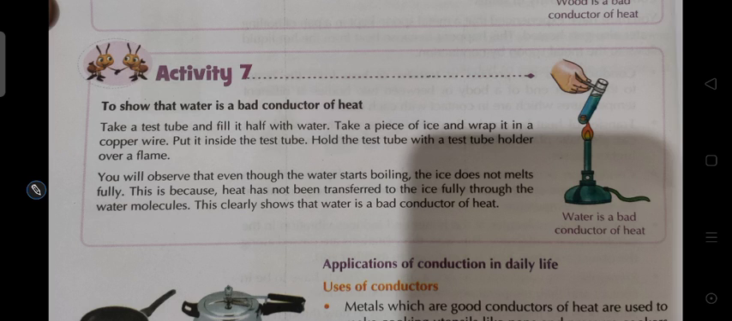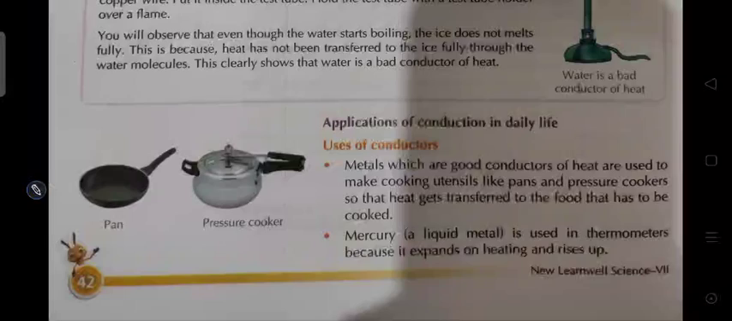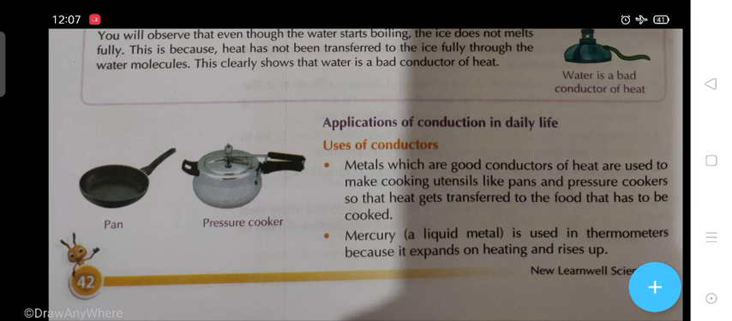So students, what is the conclusion of this activity? By this activity, now we are able to say that water is also a bad conductor. Now the applications of conduction in daily life. In our daily life, what kinds of uses are there of the conduction process?